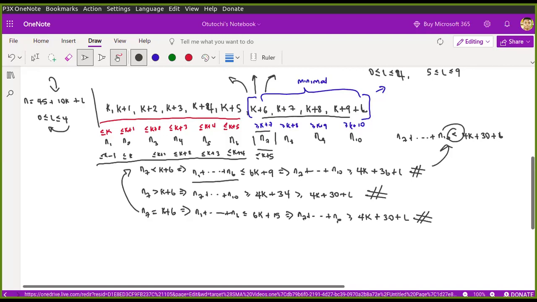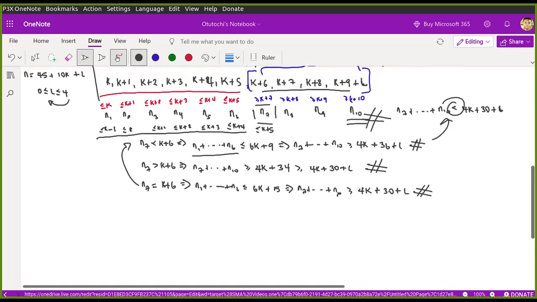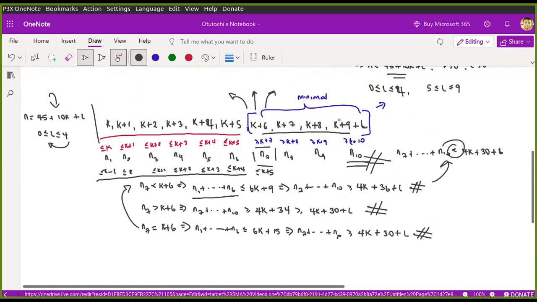So from this we got that if there's actually an ideal distribution that is less than this, then n7 cannot be less than k plus 6, n7 cannot be greater than k plus 6, n7 cannot be equal to k plus 6. So there's a total contradiction, right? Which means that this is not even possible in the first place. So we have that our big friend here is an ideal distribution, and the sum of these guys here is minimal, right?